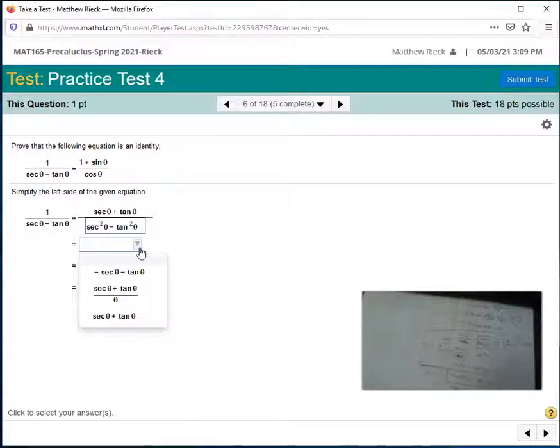Bring out a -1. I think that's what's going on. All right, so this one I might have to actually write down and see what we're doing. Because here they're not giving you anything to work with. All right, so you have secant of theta plus tangent of theta over secant squared theta minus tangent squared theta.